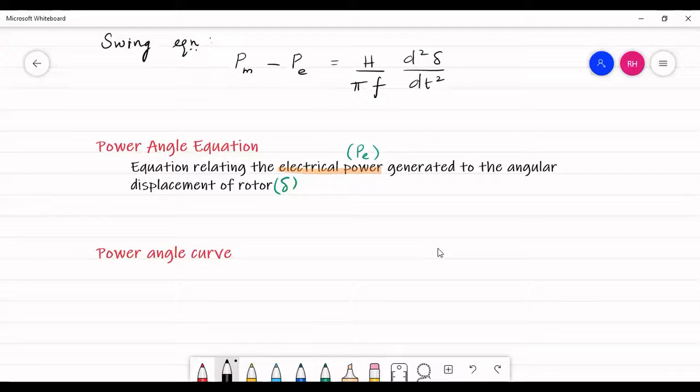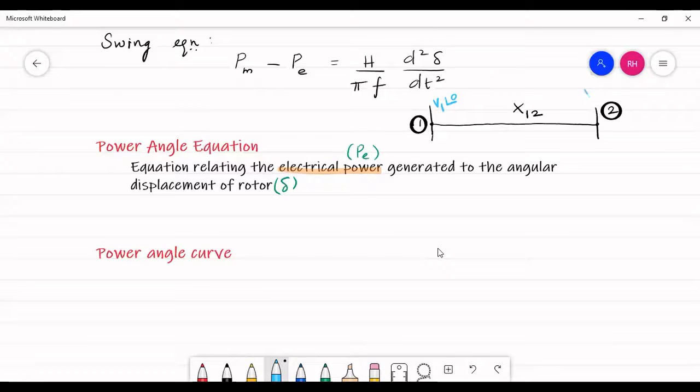For writing the power angle equation, let me consider a sample system where I have two buses, bus number 1 and bus number 2, connected by a transmission line which has a line reactance of X12. Between bus 1 and bus 2 some electrical power is getting transferred. Let the voltage of bus 1 be V1 angle 0 and the voltage of bus 2 be V2 angle delta.